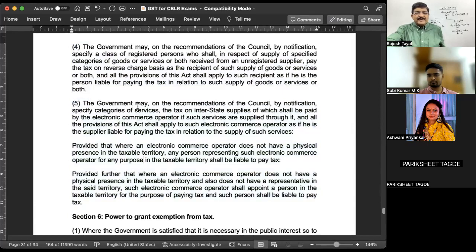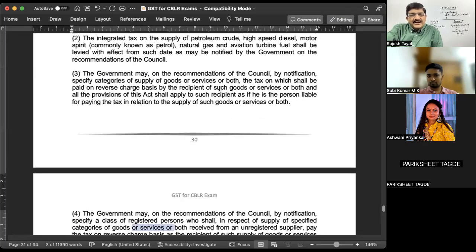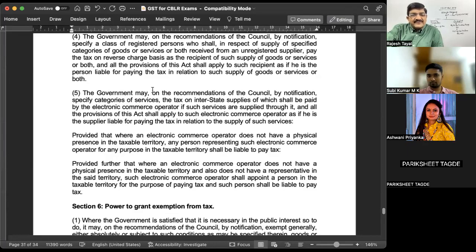Now see, very specifically, the government may, on recommendation of council by notification, specify category of services. It doesn't talk about goods. The tax on interstate supply shall be paid by the electronic commerce operator as if such services are supplied through it. So this is only about services, right? Sorry, here we have goods or services both. So this subsection 5 is exclusively in relation to services.